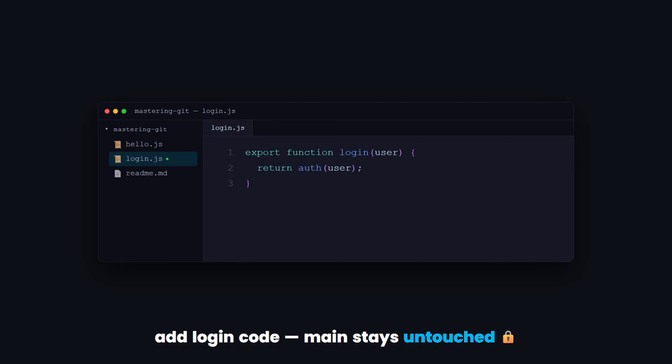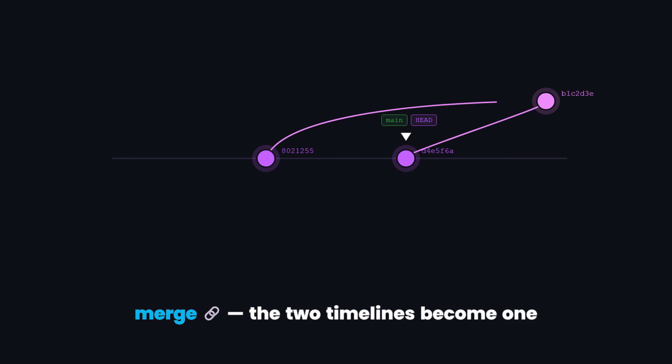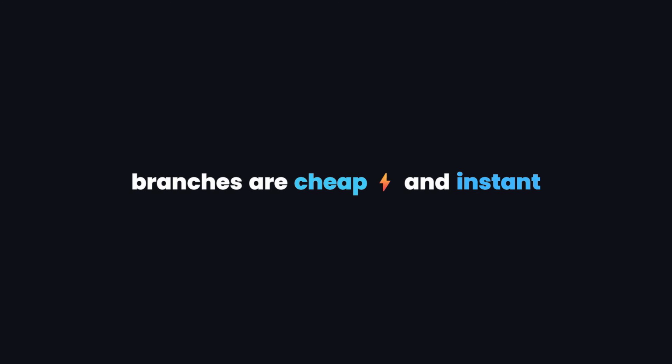And watch, main? Completely untouched. Then, once the feature works, we bring it home, switch back to main, then merge. And the two timelines just become one. Quick deeper tip. Branches in Git are cheap and instant. That's exactly why pros spin up a fresh branch for every feature and every bug fix. No exceptions.